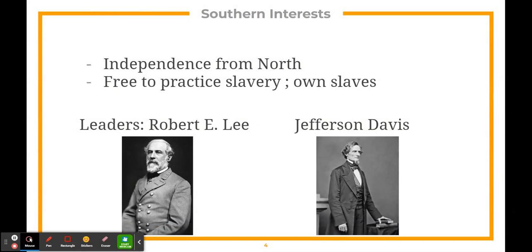The prominent leaders of the South were General Robert E. Lee, who was a key figure because he was an experienced general who led many victories, and President Jefferson Davis. And the interest of the South was to gain independence from the North. They wanted the free right to practice slavery and to own slaves. And all the events mentioned earlier, like Bleeding Kansas and the Dred Scott decision, led to the growing tension and distrust between the North and South.